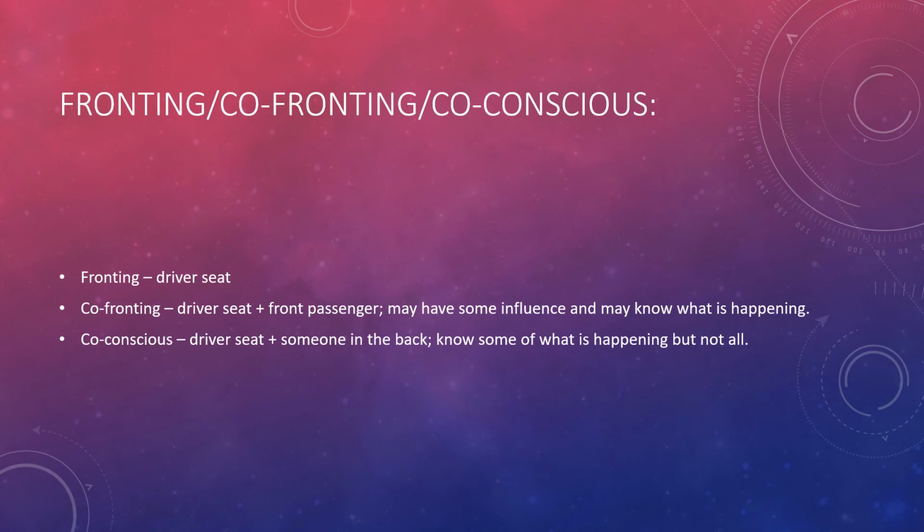Now, for co-conscious, this is where there is, again, someone in the driver's seat and at least one other alter that is maybe sitting in the back seat or maybe in the trunk of a car. The others may know that at least something is happening, but they don't really know everything that's happening, and they have basically no influence on what is happening or occurring.